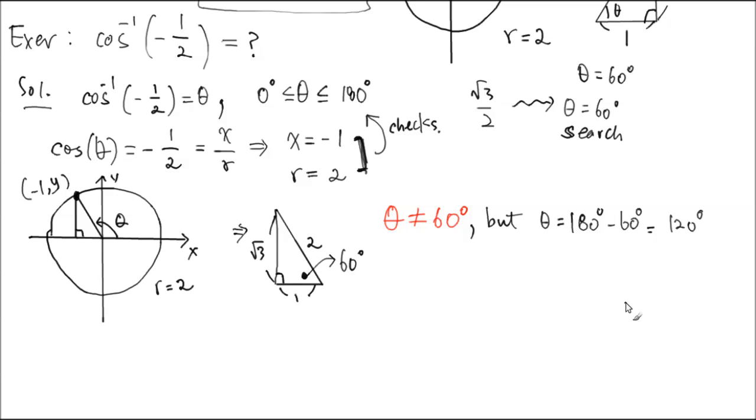Okay, so let's write down the answer. What does the answer look like? Cosine inverse of -1/2 is exactly 120 degrees. If you don't believe it, type cosine inverse of -1/2 in your calculator, and it'll give you 120 exactly. So the calculator will verify your answer.